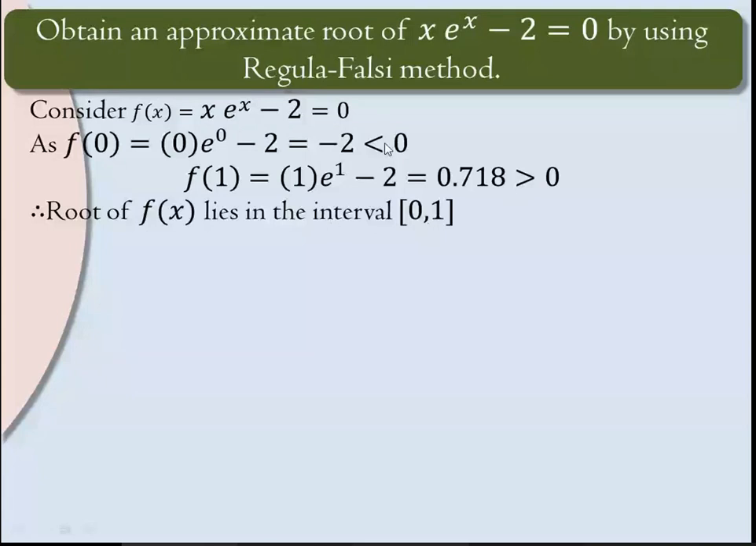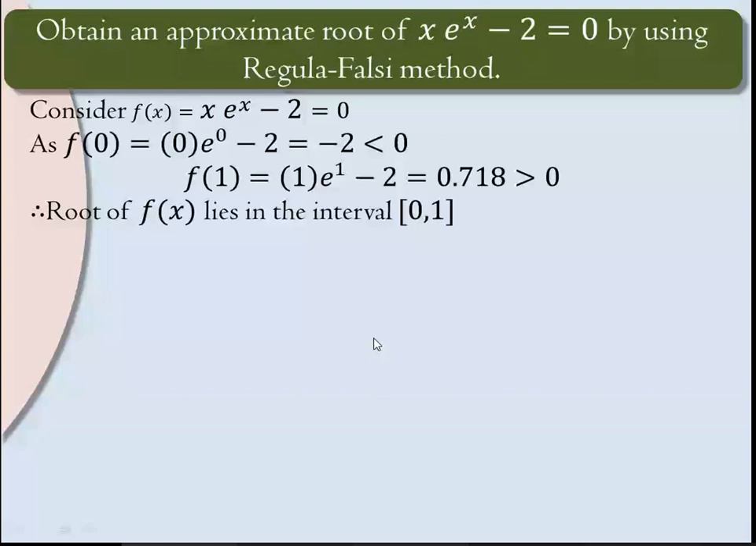Now, which is positive? F of 1 is positive. So we have to fix 1 and we have to vary this point. So take this point as a, this point as x0, and do the calculation. So the interval, you can take this interval as ab, and the values are -2 for this and 0.718, and use the formula of regula falsi method. So what is the formula?